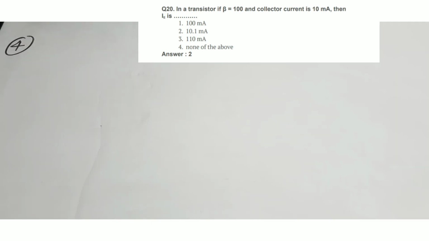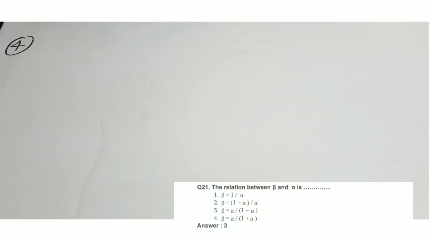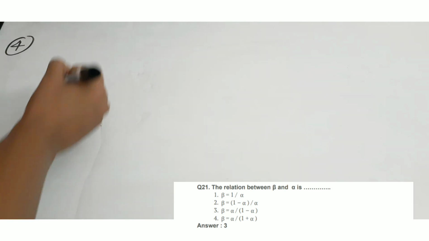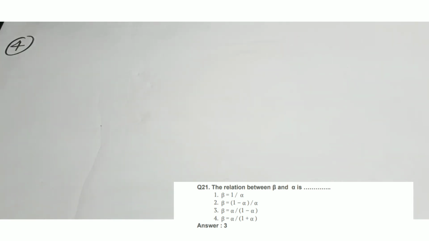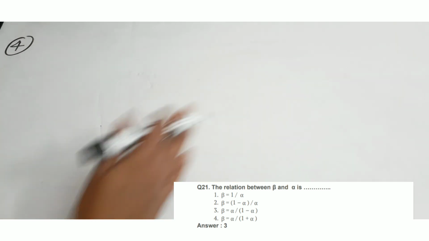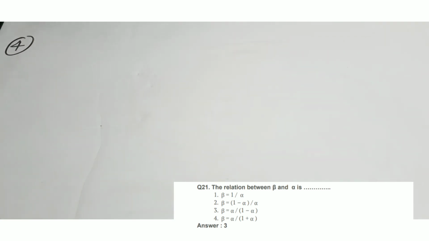Relationships between current gains. So the question is like this: the relation between beta and alpha is dash. We have discussed beta, and beta is the common emitter current gain. I'll write down the three configurations and their current gains, and the relations between them.